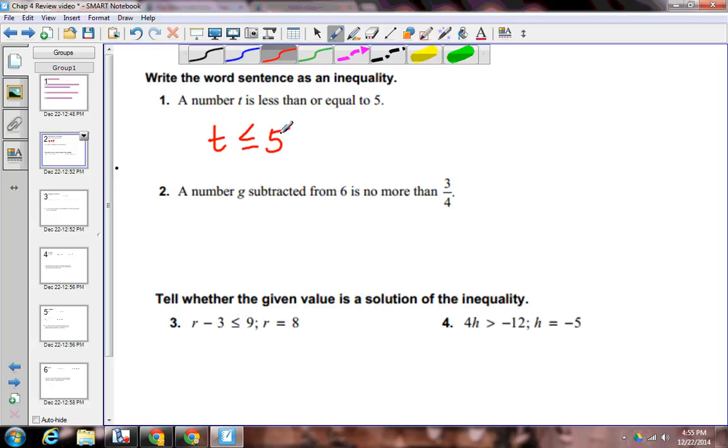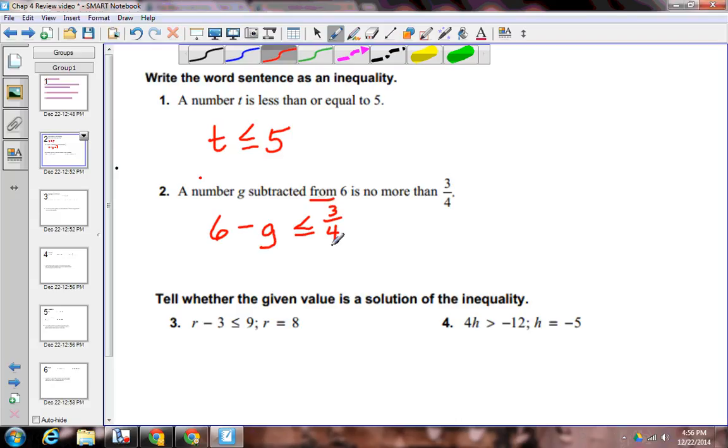Remember that the key word with subtraction is the order, and when we see the word from, we're taking g away from 6. So 6 comes first, minus g. And then no more than is the less than or equal symbol. If your mom says you can have no more than 3 cookies, that would be the symbol that represented that. And it's less than or equal to 3/4. And then you're done.